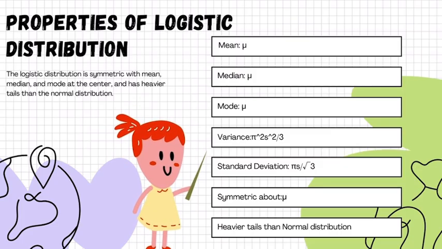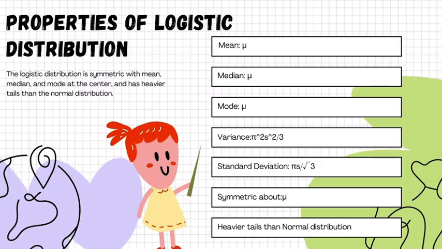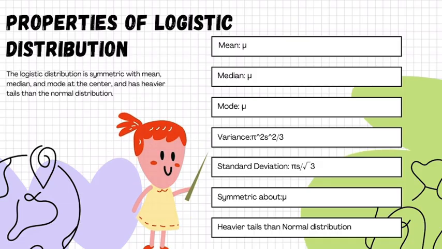Now let's talk about symmetry. The logistic distribution is symmetric about mu. This means the left side equals the right side, just like a mirror. So the probabilities are balanced on both sides of the center.